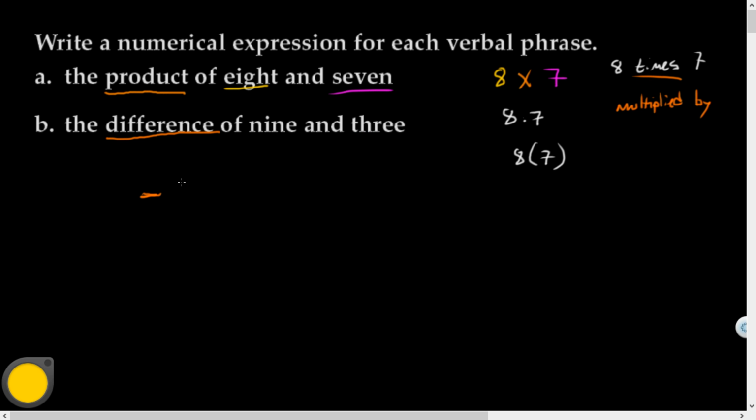And for subtraction, do you think that the order matters? I'll ask that again in a moment. Let's see. So the difference of 9 and 3. So difference of 9 and 3. So this is what I would get. This is the numerical expression for this verbal phrase. And is 9 minus 3 the same as 3 minus 9?